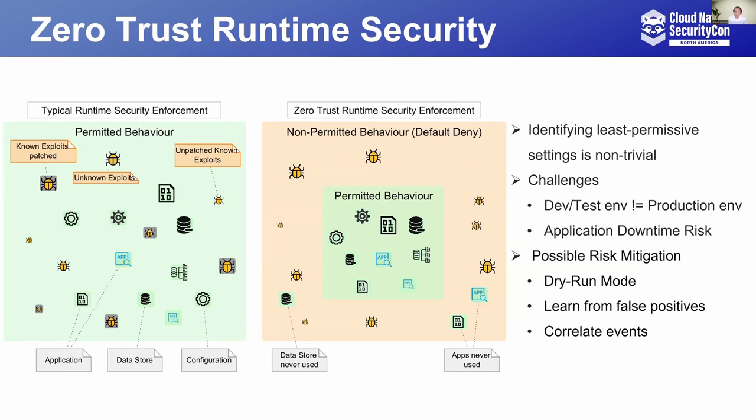Two, the ability to learn from the false positives and reinforce the policy. This may require manual intervention at times. Three, the ability to correlate events on different spectrums. For example, if there is an unwanted sensitive file system access and at the same time, there is an attempt to make a network connection to an unknown IP, then the severity of the alert should be high.